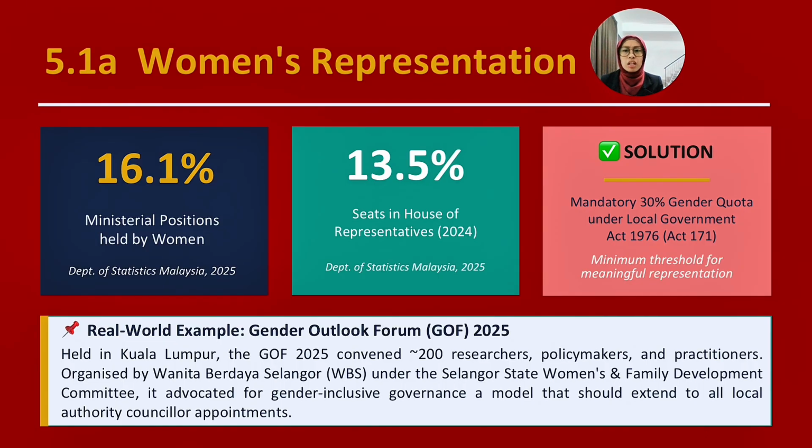Starting with women, their representation in political leadership remains relatively low. According to the Department of Statistics Malaysia, women held only 60.1% of ministry positions and 30.5% of parliament seats in 2024. To address the gap, a mandatory gender quota could be introduced under the Local Government Act 1976, requiring at least 30% of councillor positions to be filled by women. This would help ensure more balanced and meaningful participation in local governance.